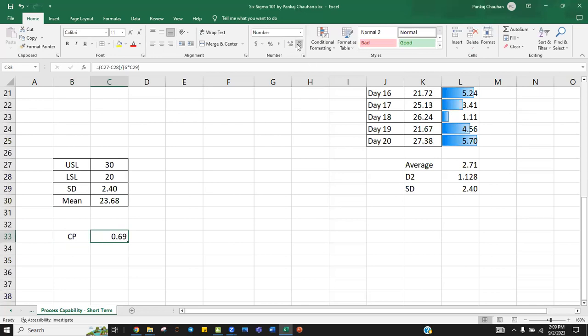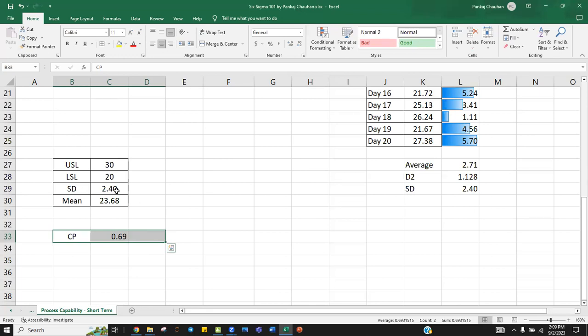Which is very low, less than 1, generally considered not a capable process, but it all depends on what kind of process you have. You cannot compare medical devices or aircraft or engine parts with a process where you are manufacturing soap and detergent, right? So probably for soap and detergent, this process capability is still okay. But if you are manufacturing aircraft parts or many other supercritical things, then process capability is too low.